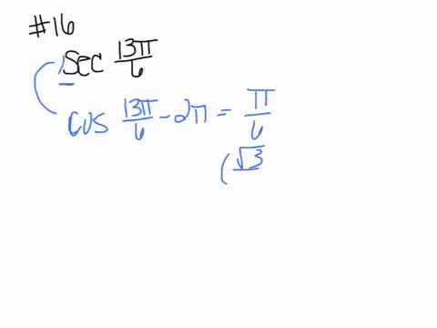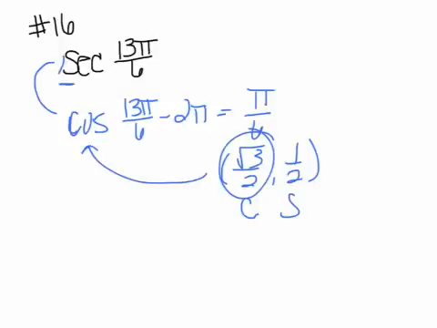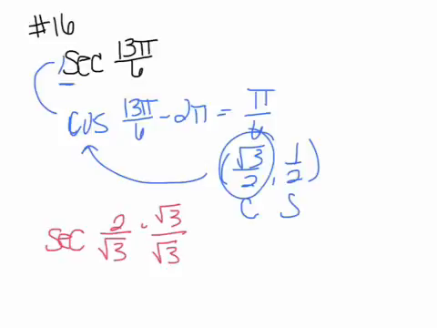point is rad 3 over 2, 1/2. Remember, it goes cosine, sine. So rad 3 over 2 is the cosine of 13 pi over 6. So the secant would be its reciprocal, 2 over rad 3. But then I'm going to go ahead and rationalize and multiply the top and the bottom by rad 3. So my final answer is 2 rad 3 over 3.